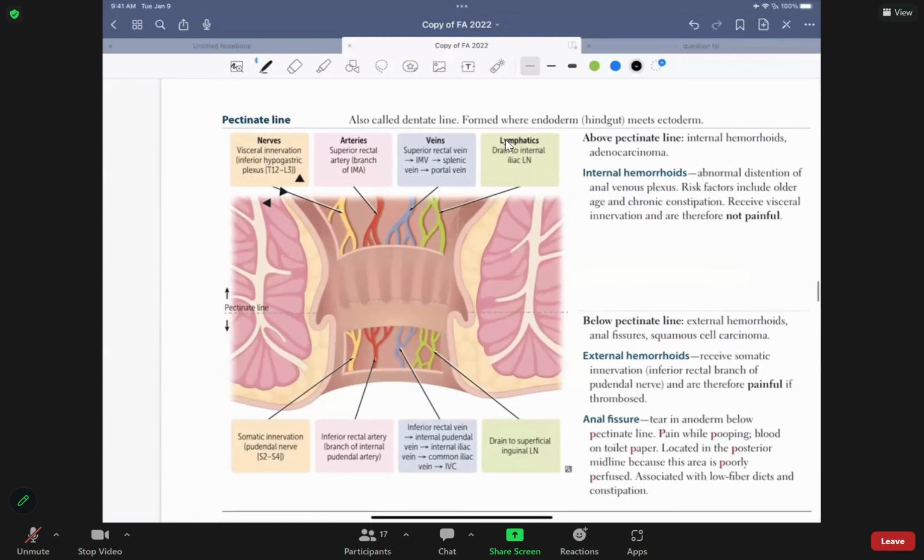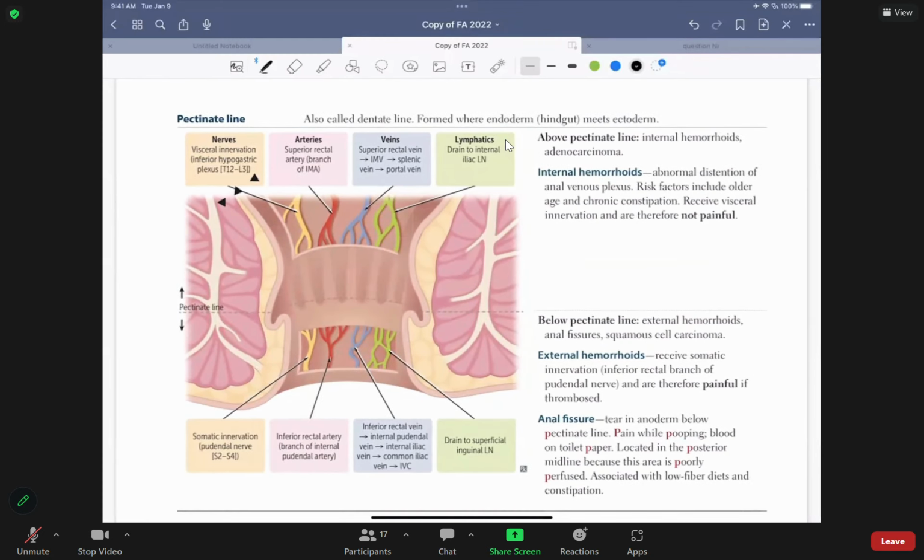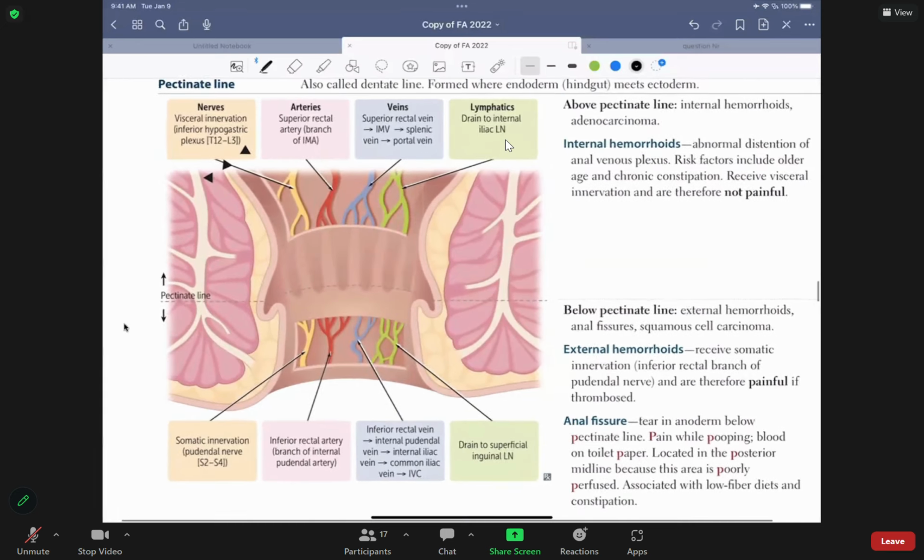Let's go back to page 375. Now, this is very important, folks. There is something called the pectinate line. You should remember the pectinate line is an imaginary line. It's not present in the patient. Don't go look for it. The pectinate line is an imaginary line.